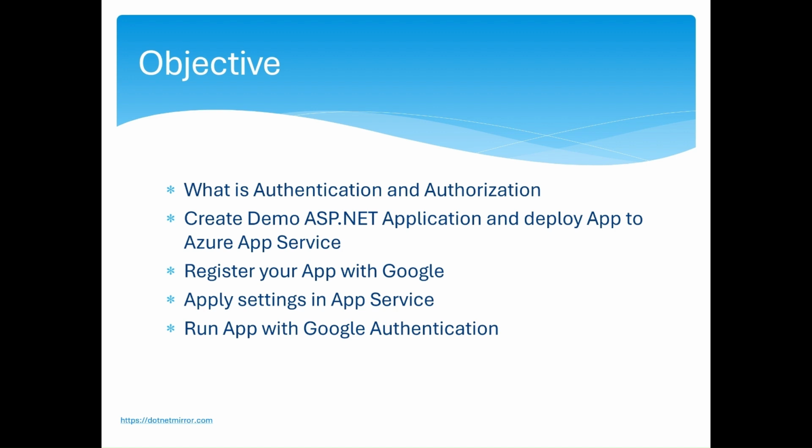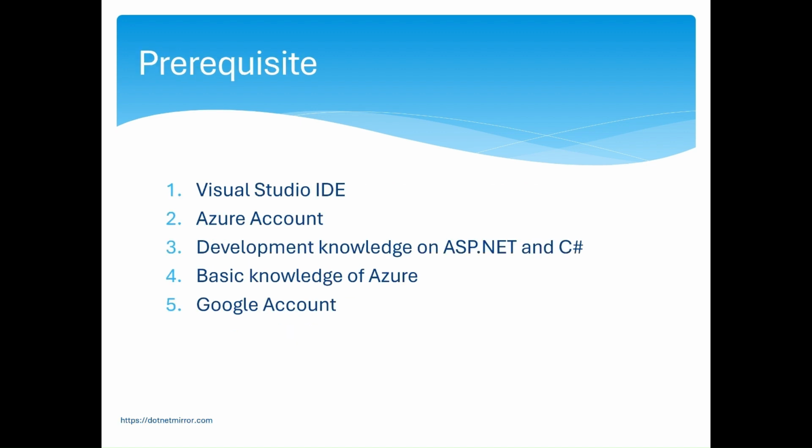Then we will walk through creating and deploying a demo ASP.NET application to Azure. And most importantly, we will cover how to register your app with Google and apply the settings in Azure Portal. And finally, we will run the Azure application with Google as an authentication mechanism. Make sure you have Visual Studio IDE, an Azure account, development knowledge of ASP.NET C Sharp and Azure, and make sure you have a Google account.